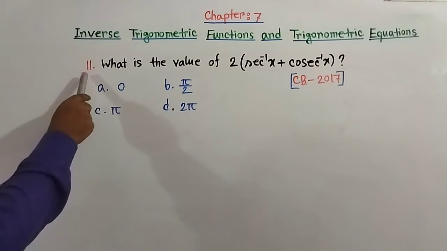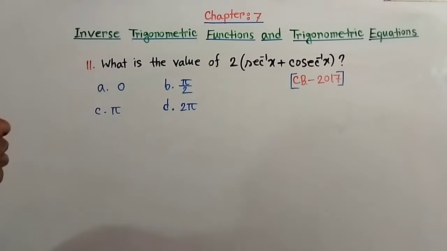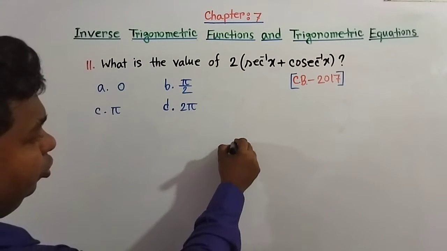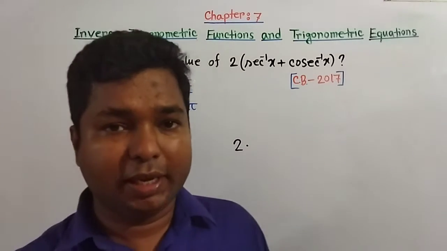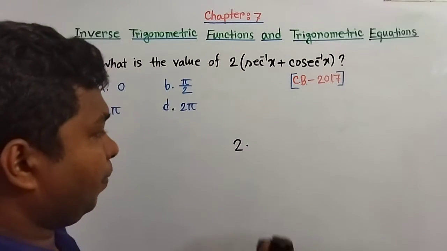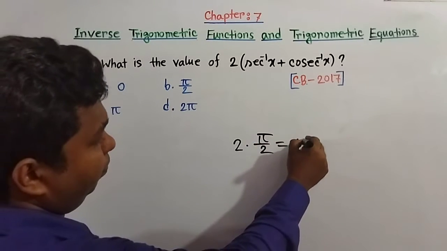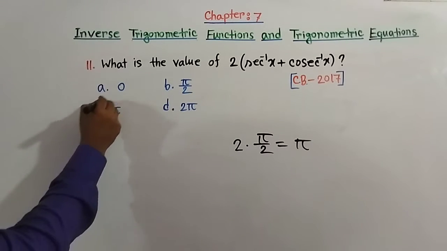Now question number 11, what is the value of 2 sec inverse x plus cosec inverse x? Here 2 into, we know sec inverse x plus cosec inverse x equal to pi by 2. By using this formula, we will get pi. Therefore our required answer is option C, that is pi.